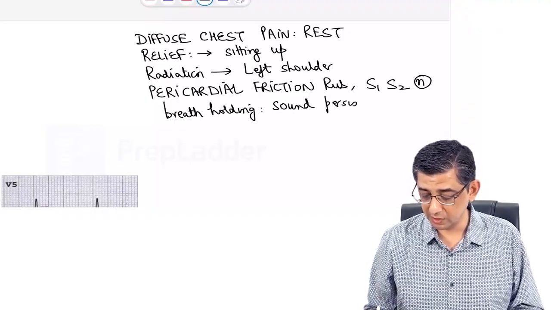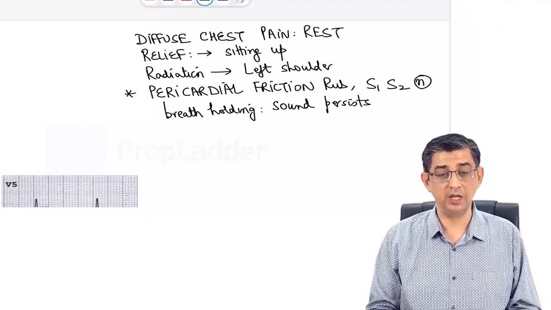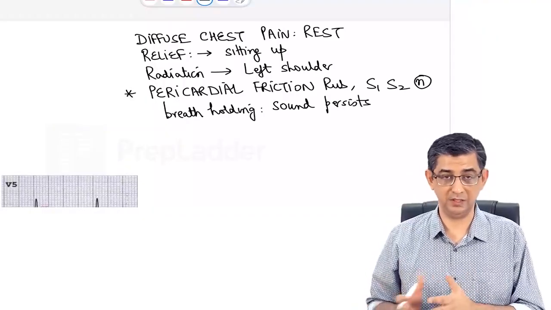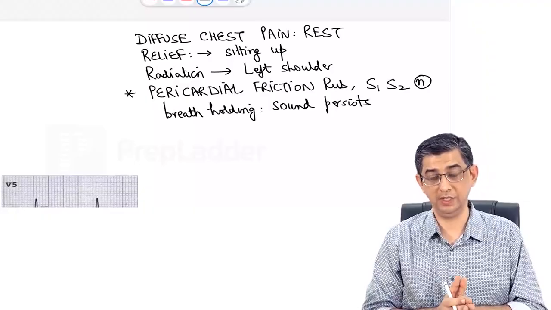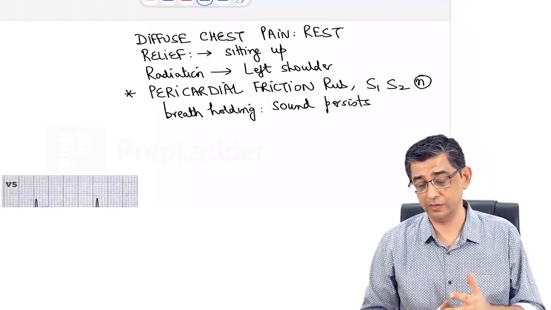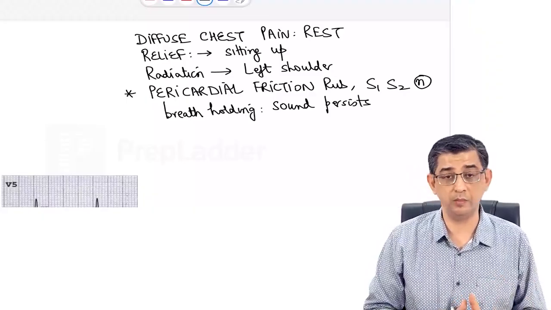So I have said two things here. On auscultation, I'm trying to differentiate, is this MI? Because obviously heart sounds will definitely be affected in myocardial infarction. In this case, luckily the heart sounds were normal. The friction rub was present, and I've also differentiated it from a pleural rub as well.